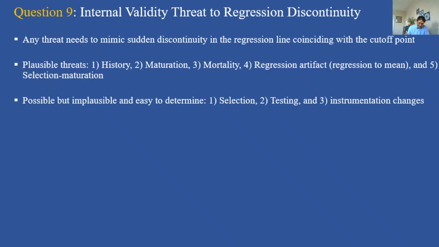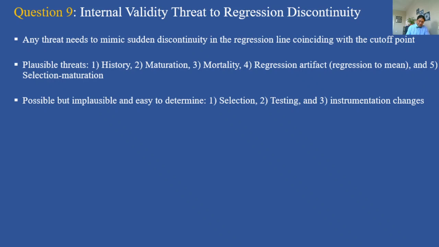Before listing the plausible threats, it is important to note that assessing a threat in regression discontinuity design is relatively easy. Why? Because any condition which is a threat to this design will have to mimic the sudden discontinuity in the regression line at that very specific point of the cutoff value, which is very rare to happen and it can be easily determined. That's why the threats are easy to assess.